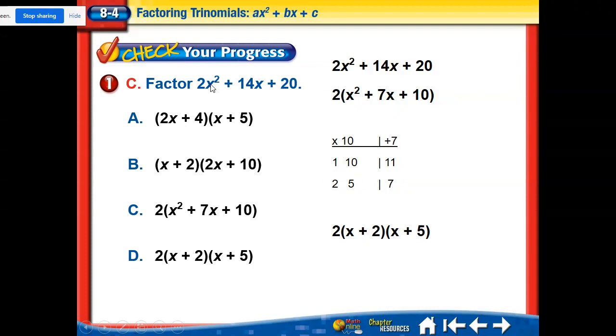Doing another one here. Notice the 2, the 14, and the 20 can all be divided by 2, so I take a 2 out, and I get x squared plus 7x plus 10. Now this is just a normal one. Multiply to 10 and add up to be 7. Well, that's 2 and 5, so x plus 2, x plus 5. We got an answer right down here.